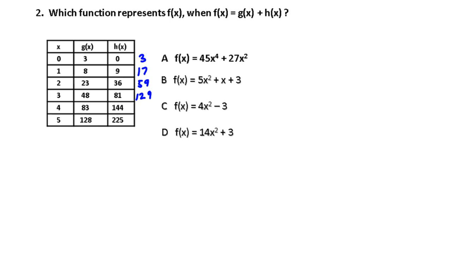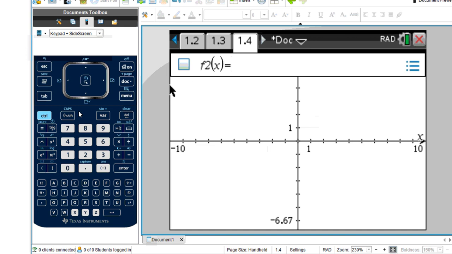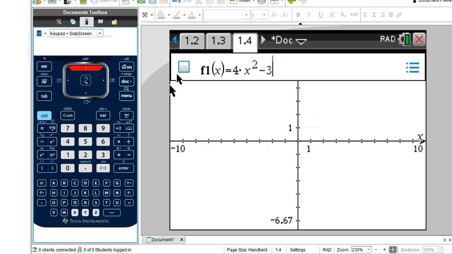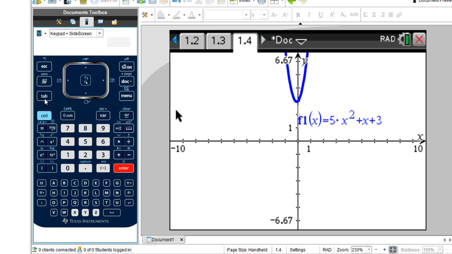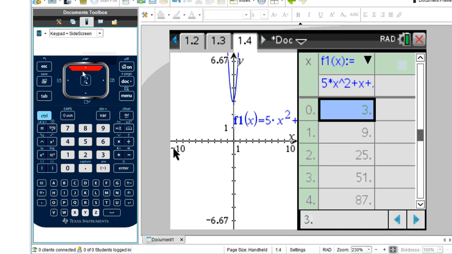5x squared plus x plus 3. Graph that. That's not important. What is important is the table view. Okay. We have 3, 9, 25, 51. That doesn't look familiar either, does it?